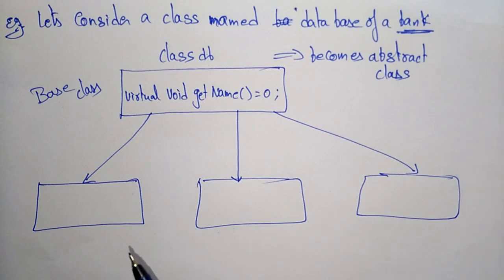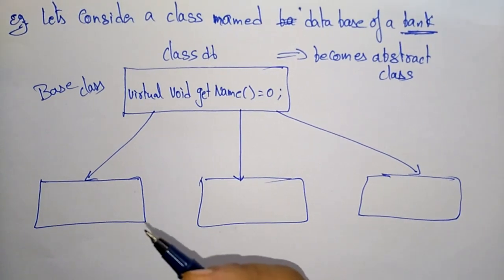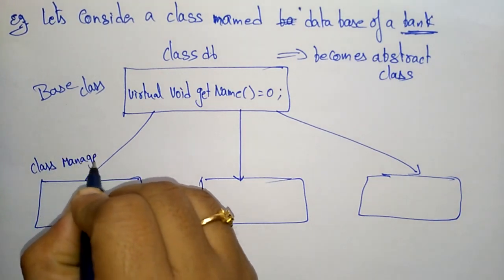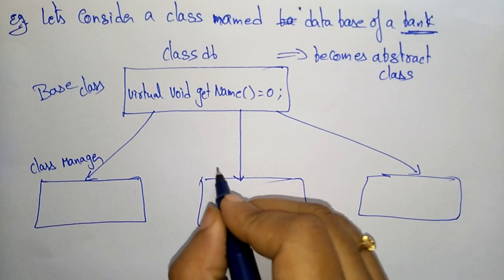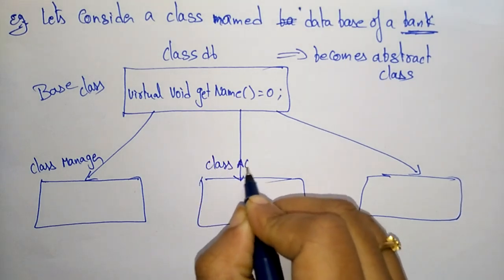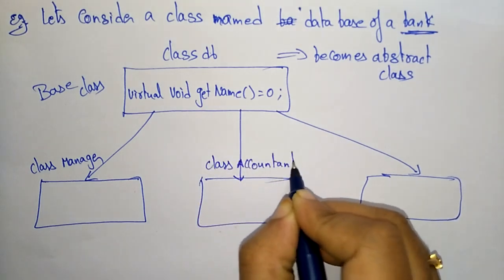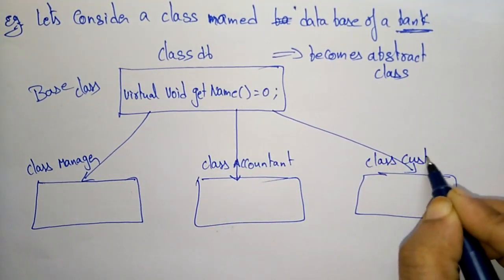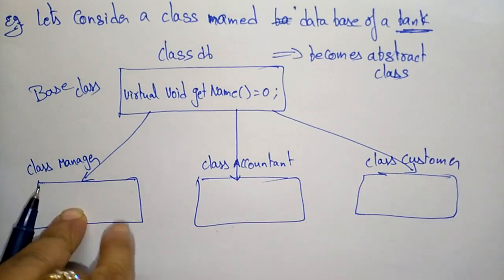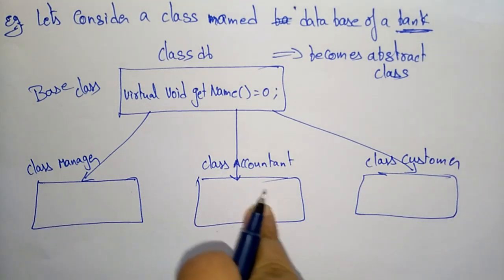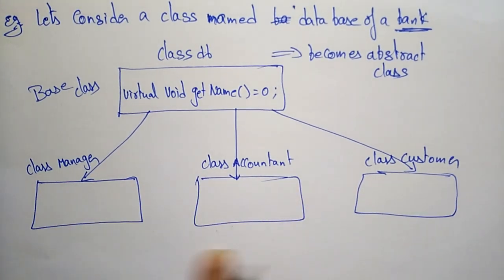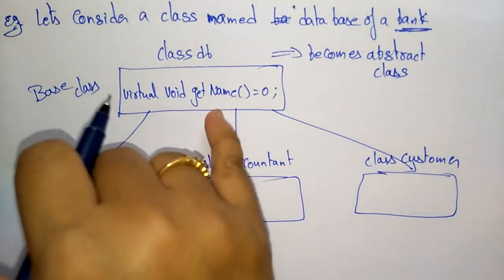If you take the bank as an example, what will be the common derived classes? A class manager will be there, and the manager has some functions. A class accountant is there, having some functions, and a class customer will be there, having some services. So for all these people, what is the common thing? That I declared in the abstract class: get name.